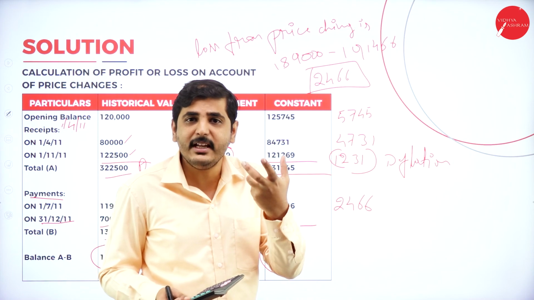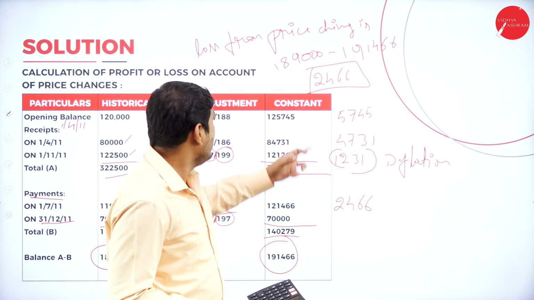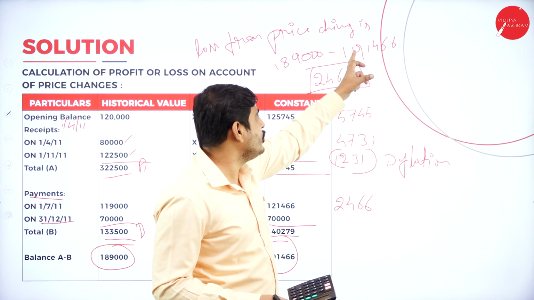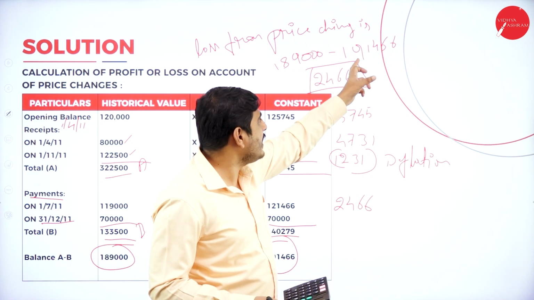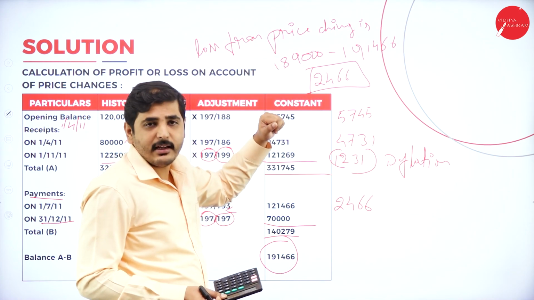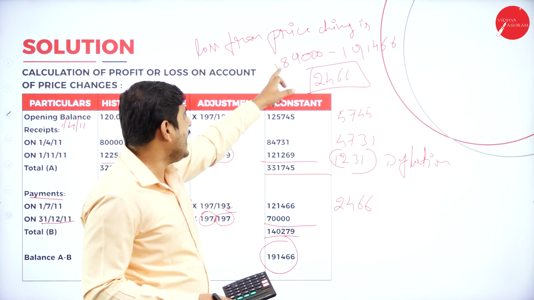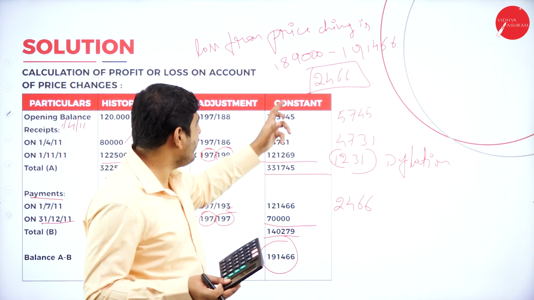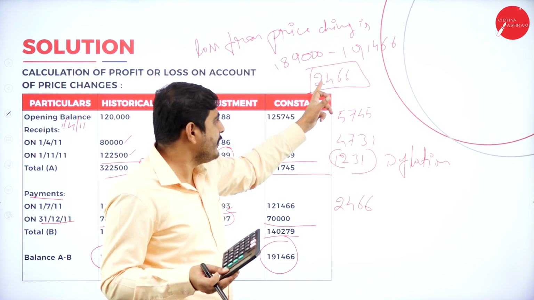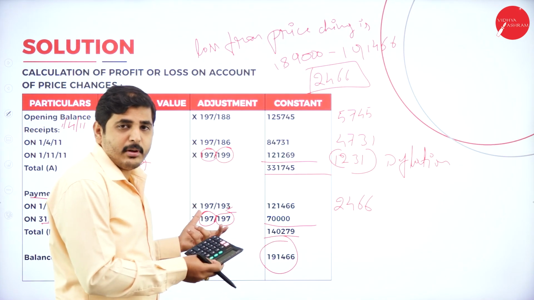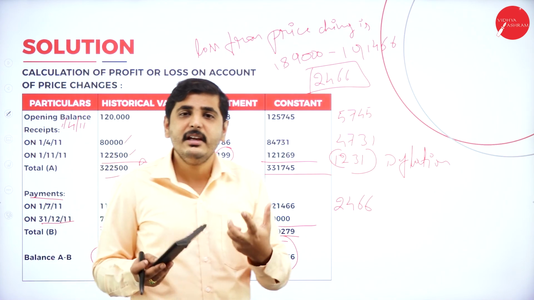If the value for money decreased, for example, if you purchase in the previous year it is 1,91,466, and if you purchase in the current year it is 1,89,000, then the value of money is increasing, that means we have a gain or we can make a profit to the extent of 2,466. But in this problem, because of inflation, the value for money is decreasing.